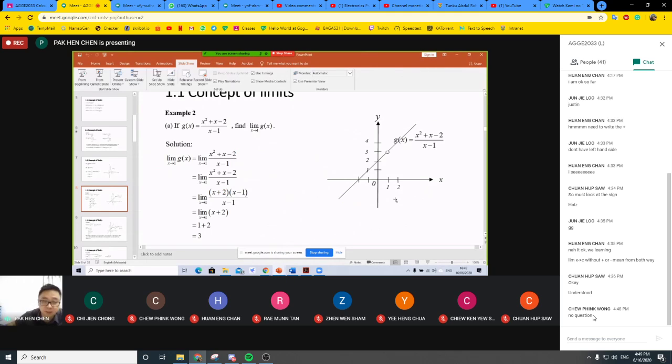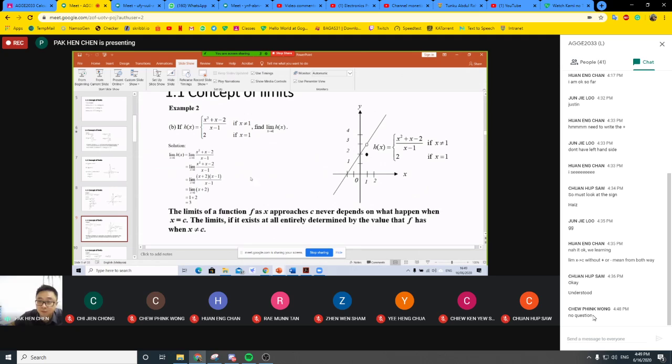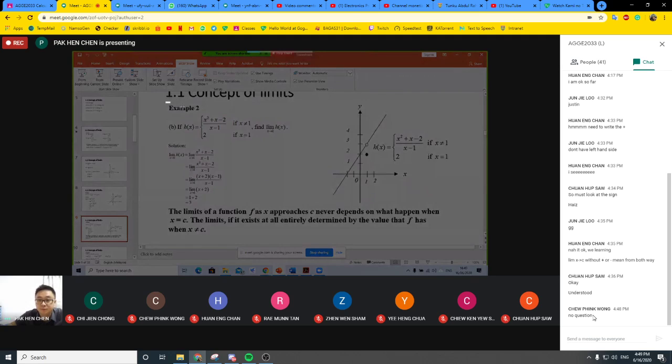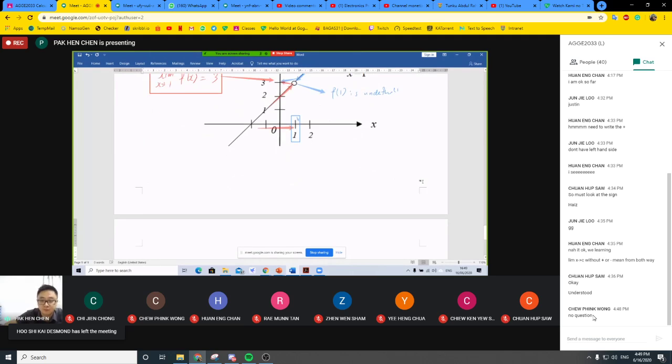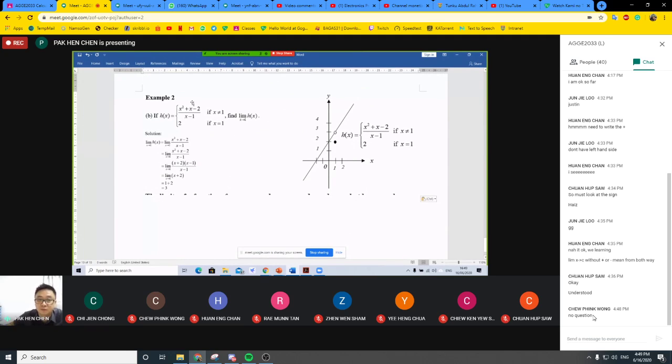Sometimes the question also comes with a graph, for example the next one. When we have the function h(x) equals to this function, when x equals 1, it will be this point. But when we want to find the limit, again, what is the concept of limit? The concept of limit is that when x approaches the value of 1, we want to see what value y is approaching. And that value is not 2.